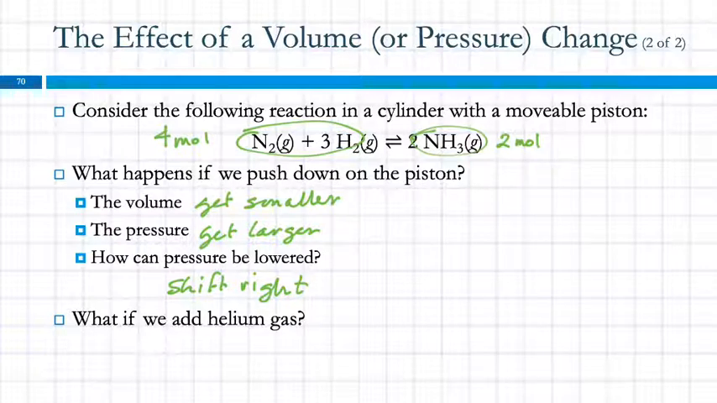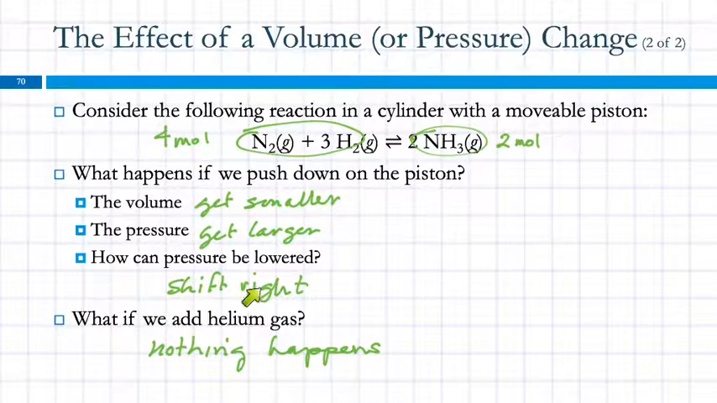I got this one wrong in lecture one year. So adding helium, nothing happens. Question? Yeah, where it says how the pressure will be lowered, it shifts right because there's more moles of reactants in the product. Yes. It's going to shift to the right.